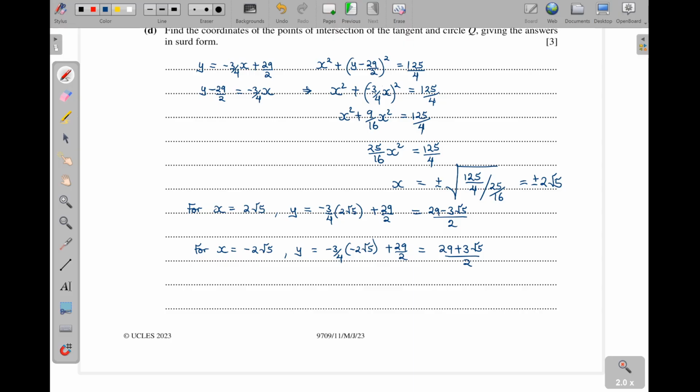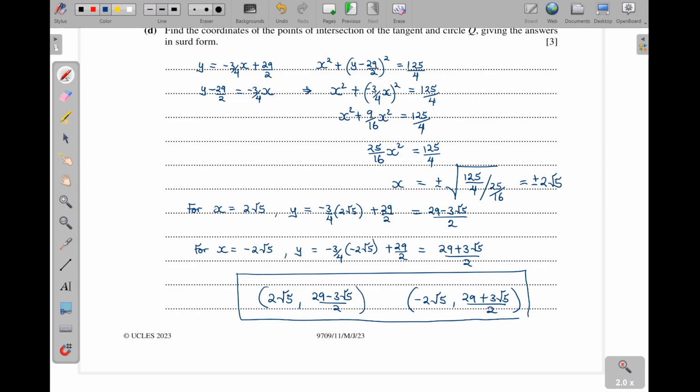So meaning the two coordinates can be 2 root 5, then the y coordinate is this one here, which is 29 minus 3 root 5 over 2, and then the other one is negative 2 root 5, then 29 plus 3 root 5 over 2. So these are the two points they wanted us to find. So this has been it for this paper.